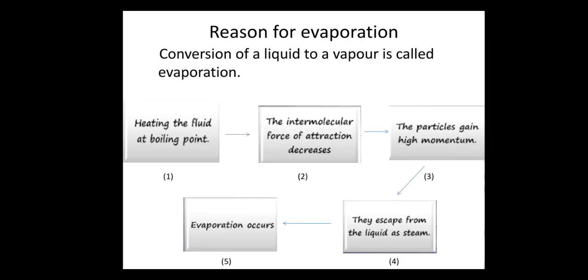Now, before we start with the factors, let us have a look once again at what evaporation is and how the evaporation process occurs. What is evaporation? It is the process of converting a liquid into vapor below its boiling point. That is called evaporation. Now, see how the process of evaporation occurs with the help of this flow chart.